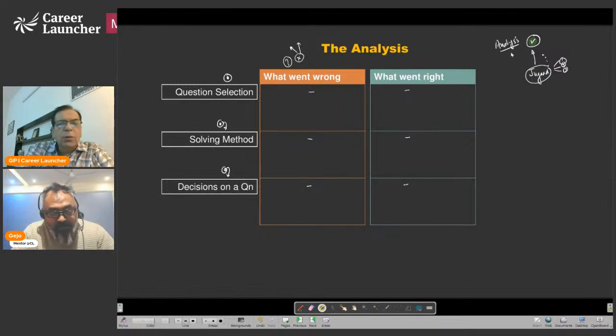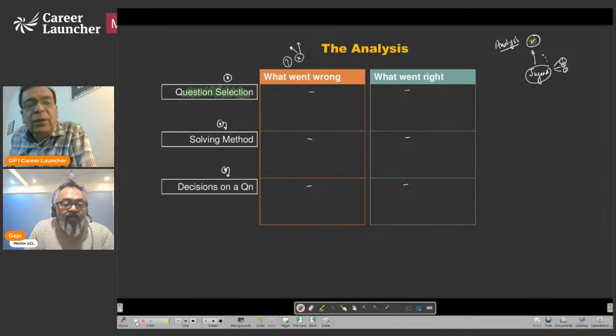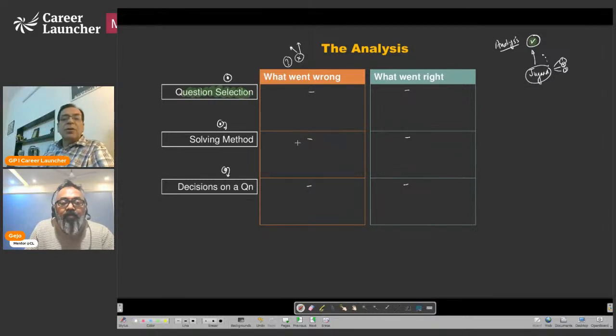So when I look at this construct, to me the first row, first column is very important: question selection. After the paper, you need to ask yourself which are the questions that I should not have attempted. If you find that there were 7 questions you should not have attempted, and out of them you attempted 4 or 5, it's clearly a question selection issue. Please look at those questions.